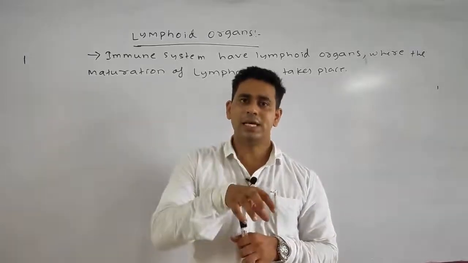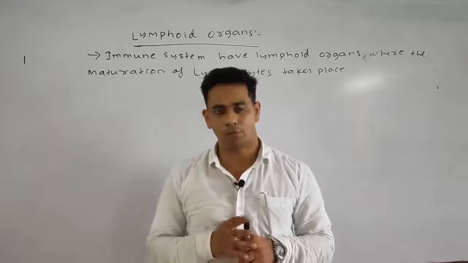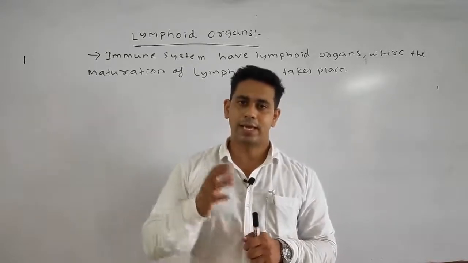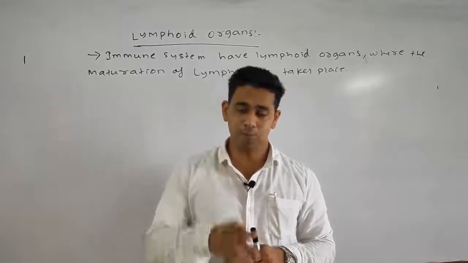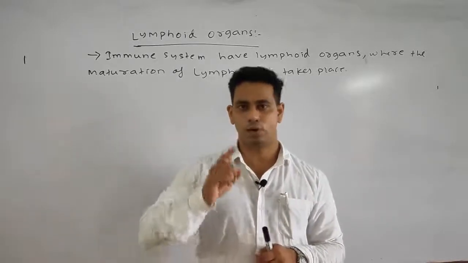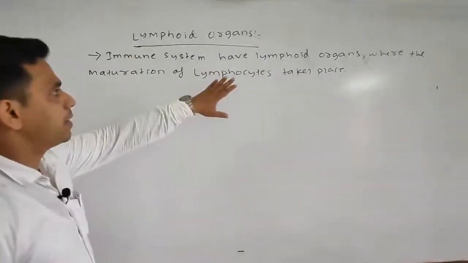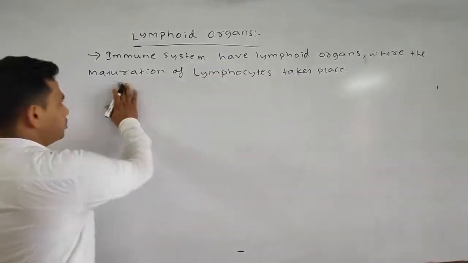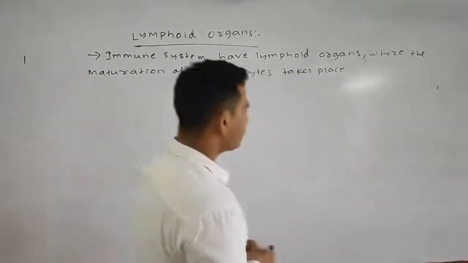So these are your various lymphoid organs from where the lymphocytes are being formed, and also we know that in the case of immunity the lymphoid organs, or we can say the lymphocytes, play the major role. So the immune system has lymphoid organs where the maturation of the lymphocytes takes place. Okay, next point.